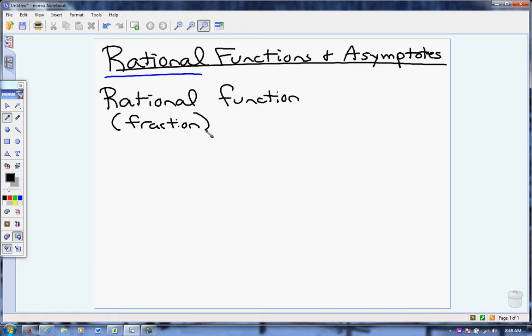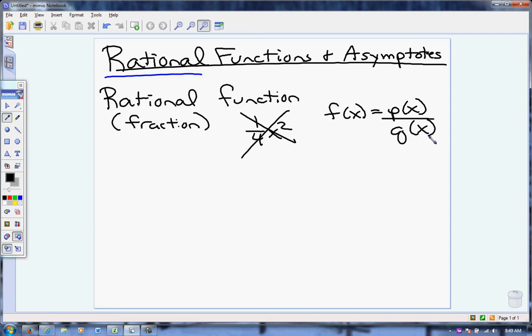And we don't really just mean something like 1/4 x squared. That's not a rational function. Okay? We mean a function where I have two little mini functions over top of each other, like p of x over q of x. A very common rational function would be something like f of x equals maybe 5 over x plus 2.